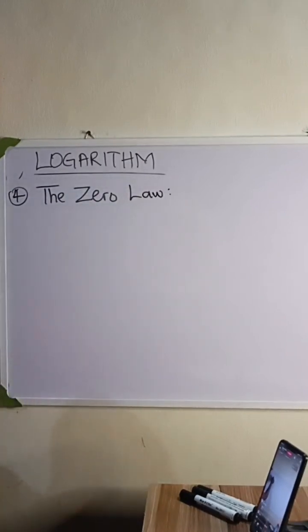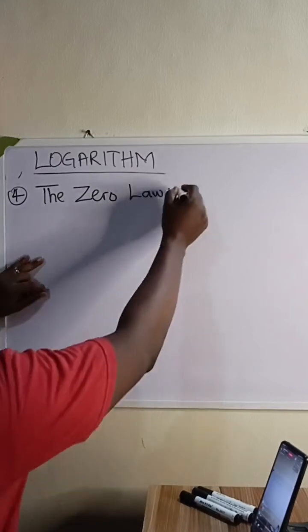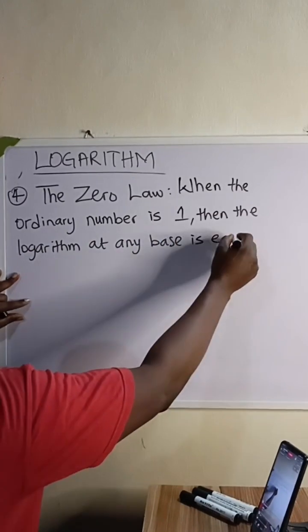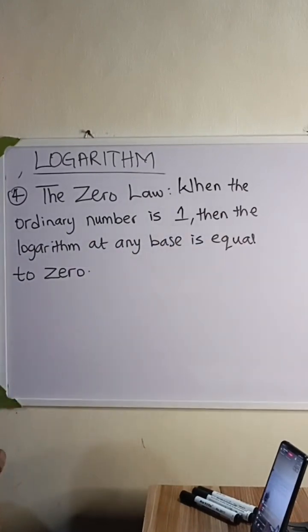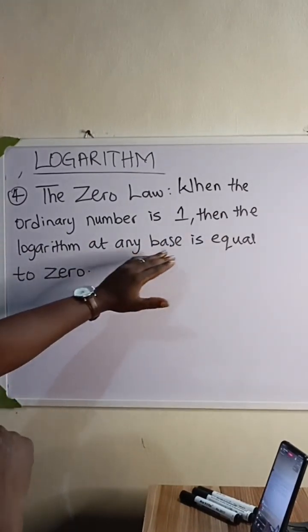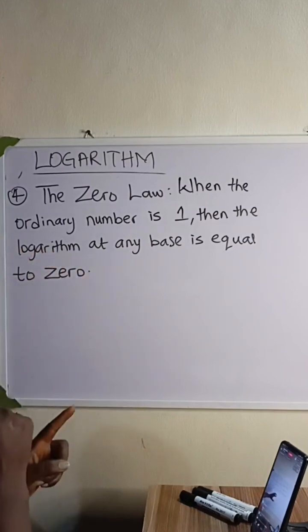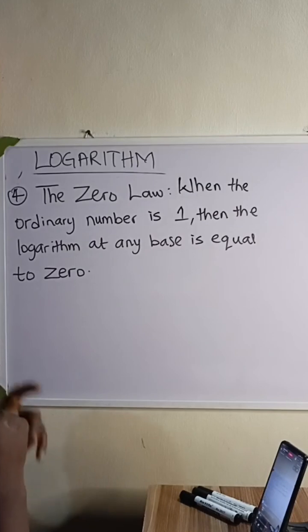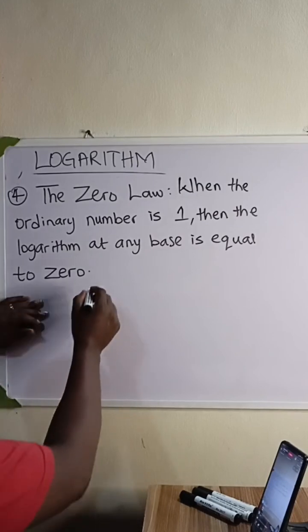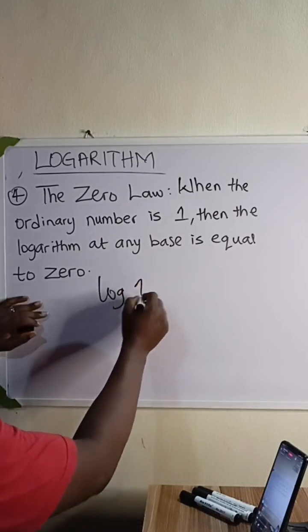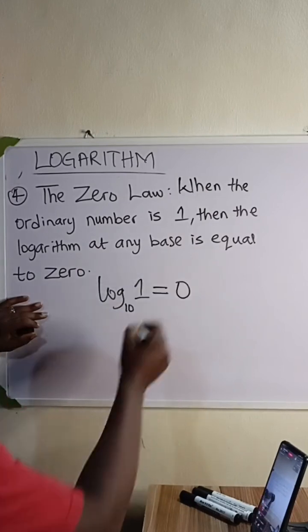The zero law. So this states that the logarithm of 1 to any base is equal to 0. So when the ordinary number is 1, then the logarithm at any base is equal to 0. So once the ordinary number is 1, then that entire logarithm is equal to 0. So if I have log 1 base 10, this is equal to 0.